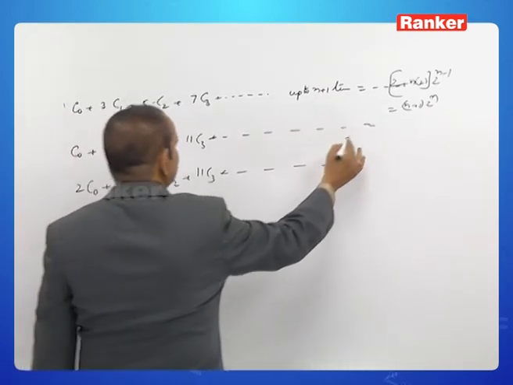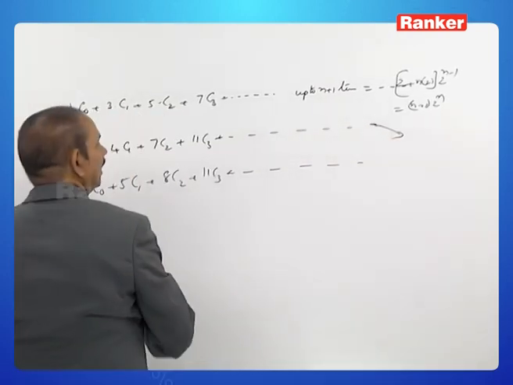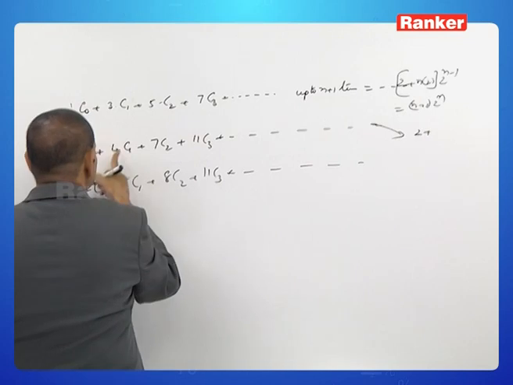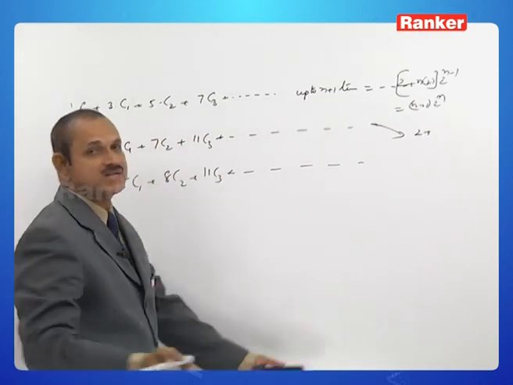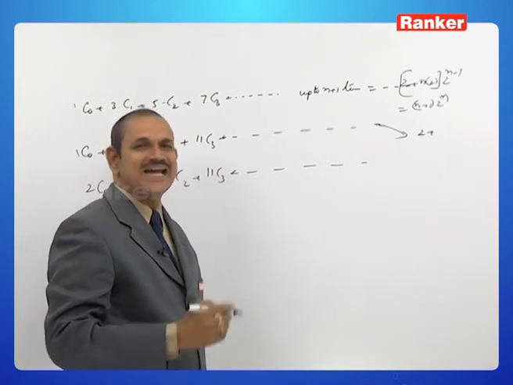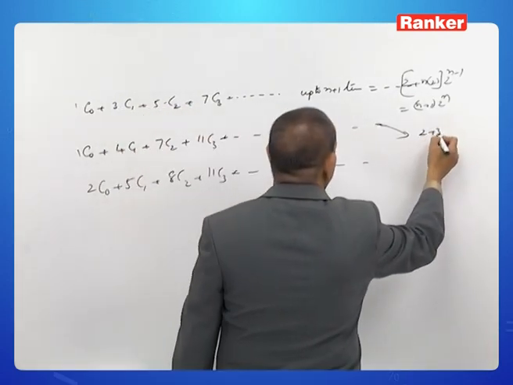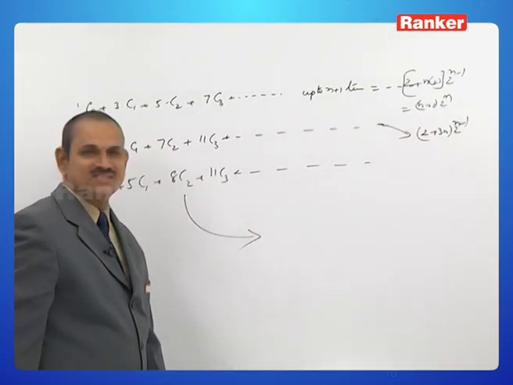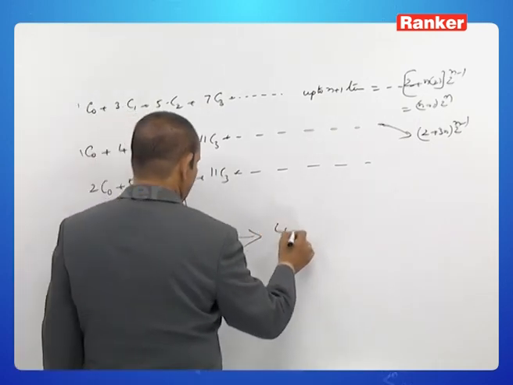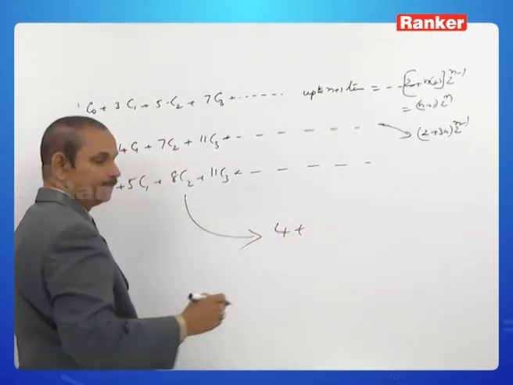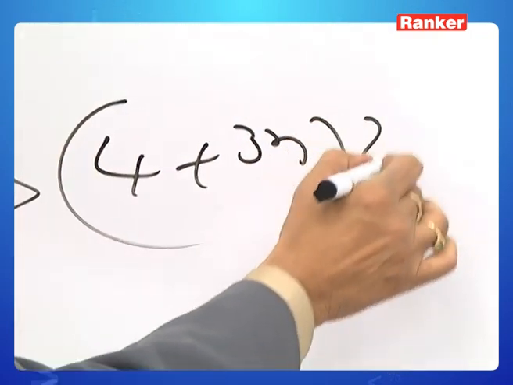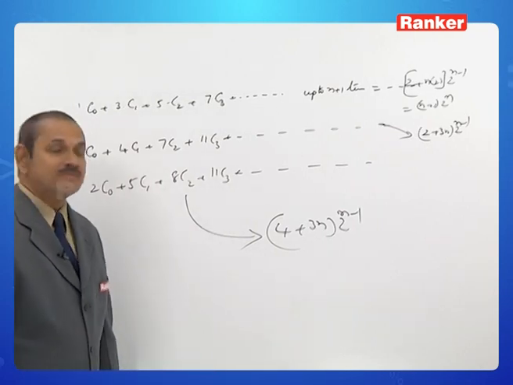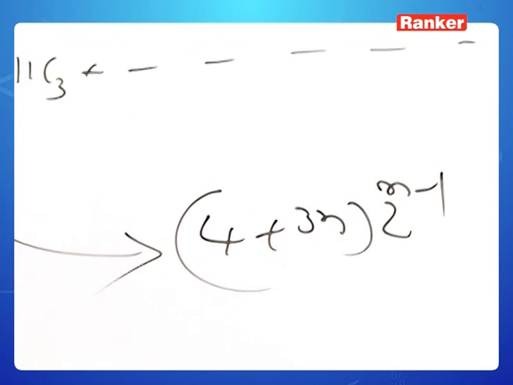What do you say about the answer for the next question? C0 plus 4 into C1 plus 7 into C2 plus 10 into C3 plus etc., up to n plus 1 terms. A is 1, so 2a means 2, plus d. What is the difference? 1, 4, 7, 10, etc. The difference is 3, but we want nd, that is 3n. So 2 plus 3n into 2 power n minus 1. What do you say about this answer? Come on, guess that. 2 into C0 plus 5 into C1 plus 8 into C2 plus 11 into C3 and so on. 2a, that is 4, plus what is the difference? 3. So (4 plus 3n) into 2 power n minus 1. That's it. That is the utility of this famous result.